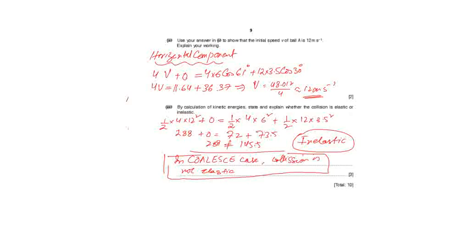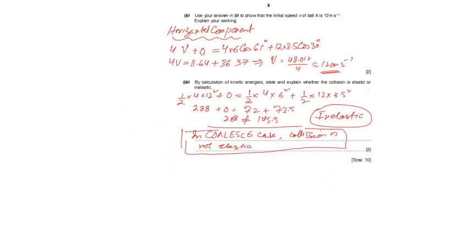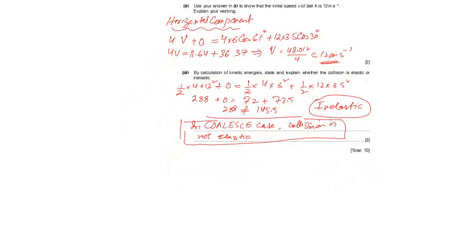Part B: by calculation of kinetic energy, state and explain whether the collision is elastic or inelastic. We know this is not the case of coalescence, because initially one body is at rest, and this is only partial coalescence. We don't have to write coalescence as such, so we should remove it. So we just check the kinetic energies.